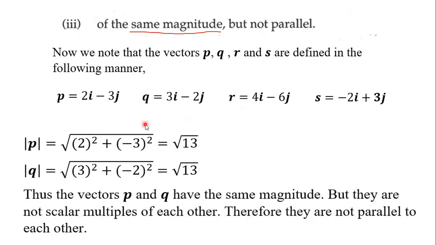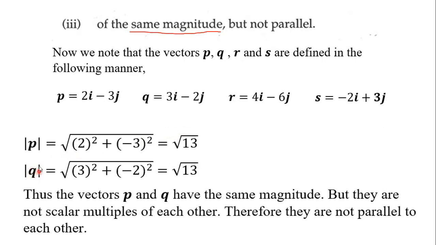Let's consider the vector P and the vector Q. We see the vector P is 2i minus 3j. And so if we were to take the magnitude of P, we take 2 and we square it, and we take negative 3 and we square it. So 2 squared is 4, and negative 3 squared is 9. And what is 9 plus 4? Well, 9 plus 4 is indeed 13. So the magnitude of P is the square root of 13.